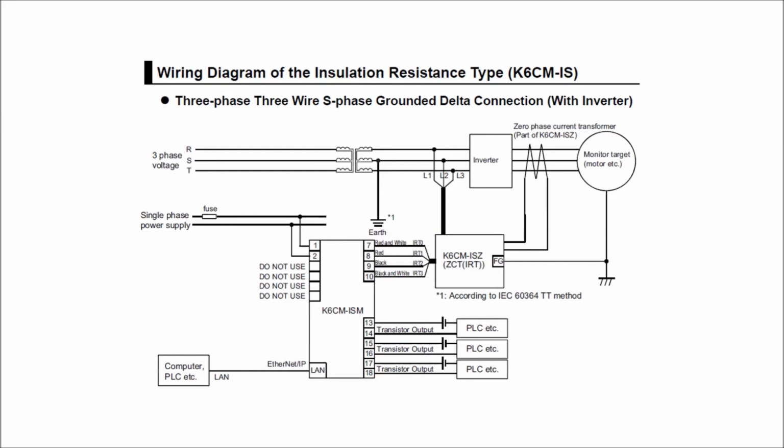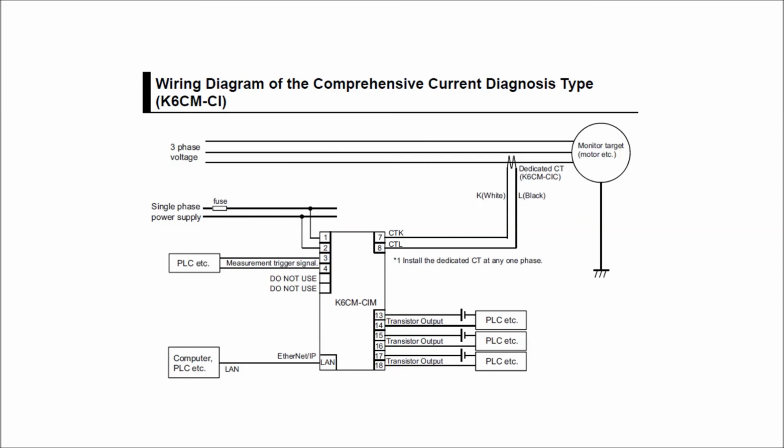Here we are showing the wiring diagram of the K6CM IS version. Just note, if you are not using an inverter, the wiring is the same, just without the inverter shown there. And the manual also has other types of wiring for the insulation resistance version. And here we are showing a sample wiring diagram of the K6CM current analysis version with the dedicated CT that is clamped across one phase.